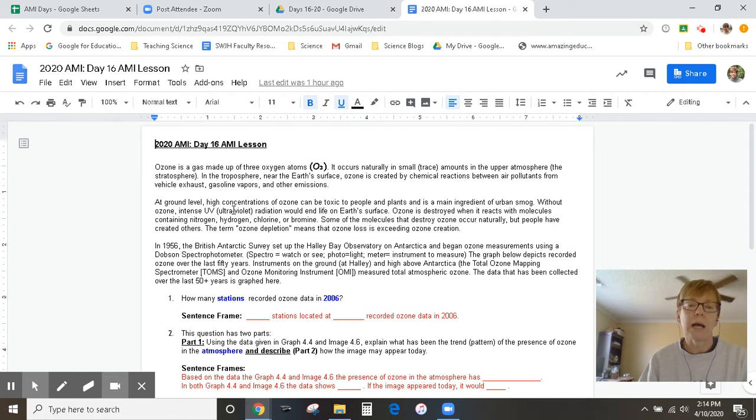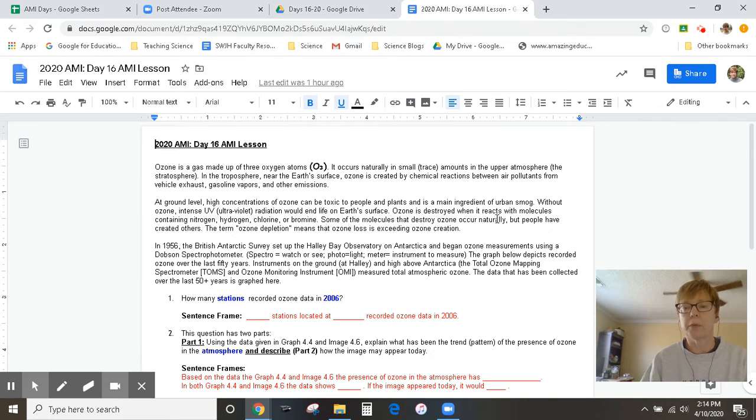At ground level, high concentrations of ozone can be toxic or poison to people and plants, and is a main ingredient in urban smog. Smog is if you're in a city and sometimes because of the pollution and the trash in the air, it makes the air look a little milky or fuzzy. That's from smog, or that is called smog. Without ozone, intense UV or ultraviolet radiation would end life on Earth's surface.